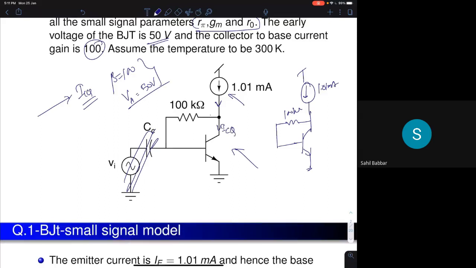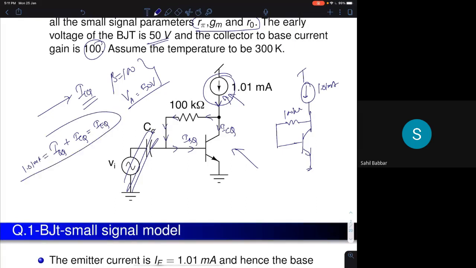The current flowing through this is the same as the current flowing through the base terminal. So the current that's flowing through this device here is actually the base current plus the collector current, which is nothing but the emitter current. So 1.01 milliampere is your emitter current.